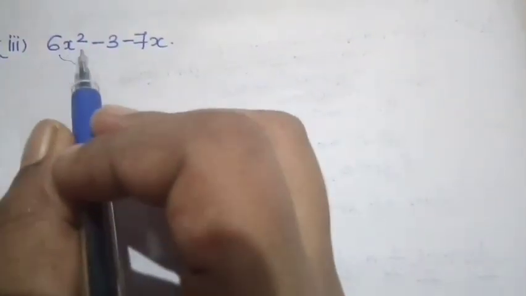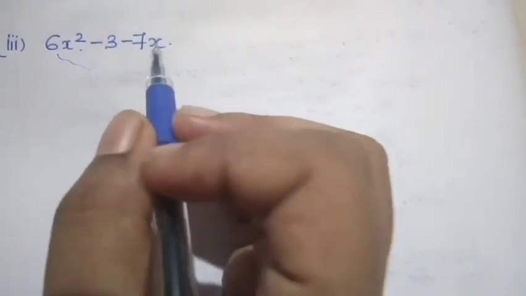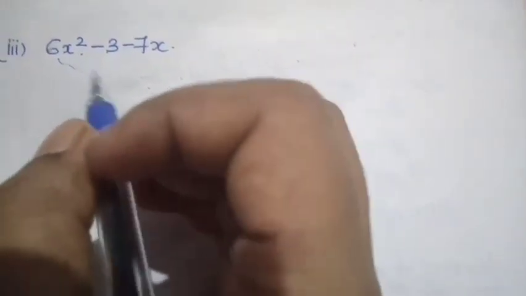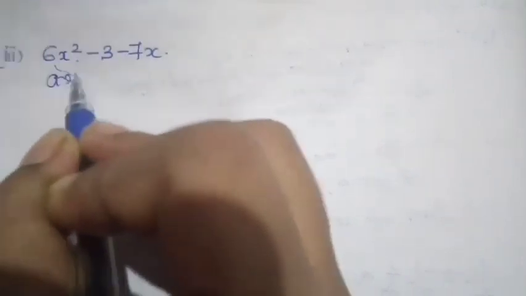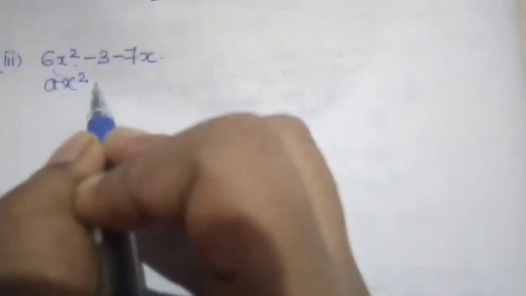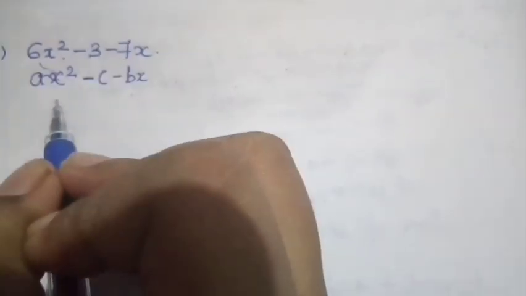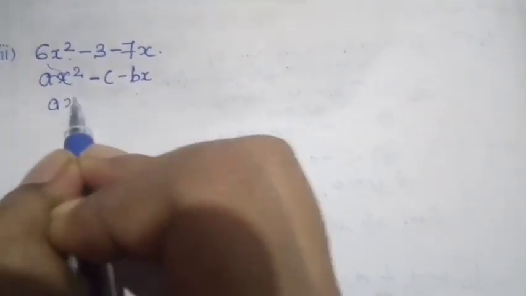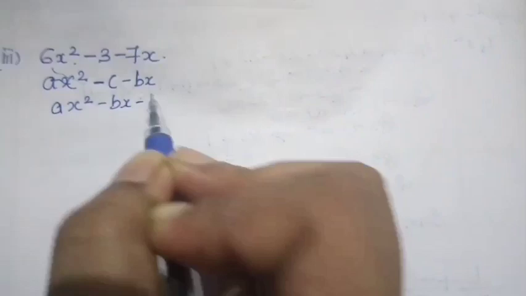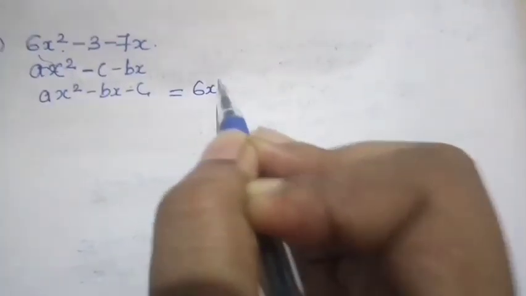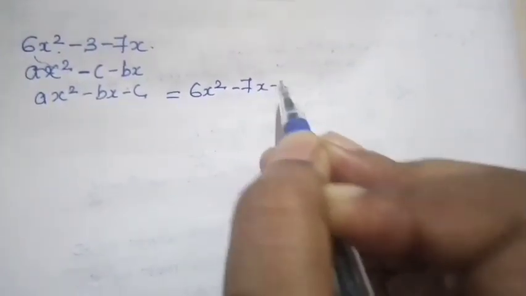So now consider the third question, that is 6x square minus 3 minus 7x. So this is of the form ax square, the constant term, that is c minus bx. So rearrange to make it more convenient. That is ax square minus bx minus c. So that will be equal to 6x square minus 7x minus 3. These are the very same.